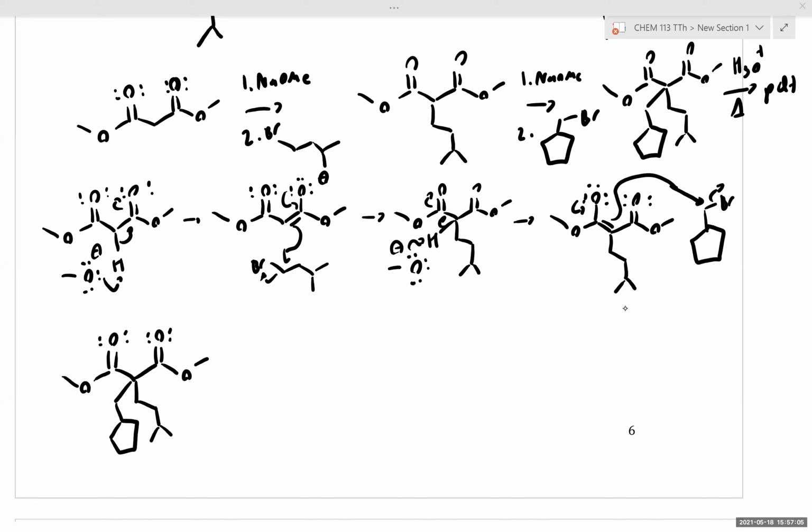It does matter what base you use. You shouldn't use ethoxide in this process, or you'd get mixed transesterification products. And that would give quite a headache if you're trying to separate these products. Did that answer your question?